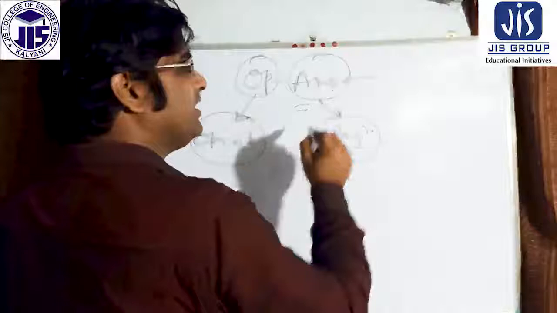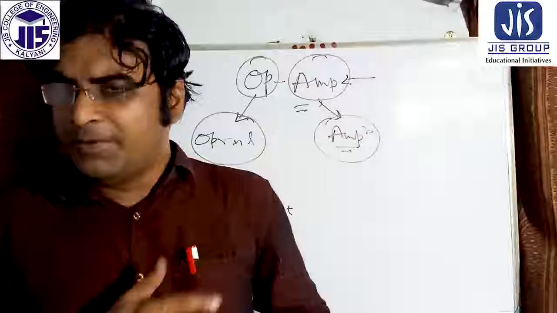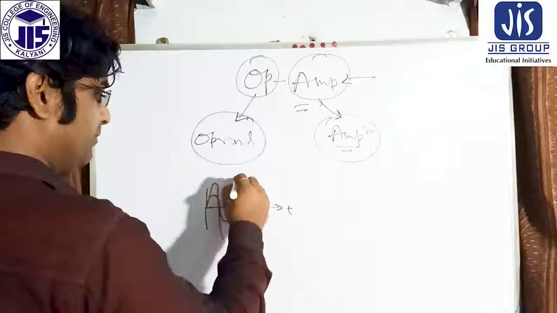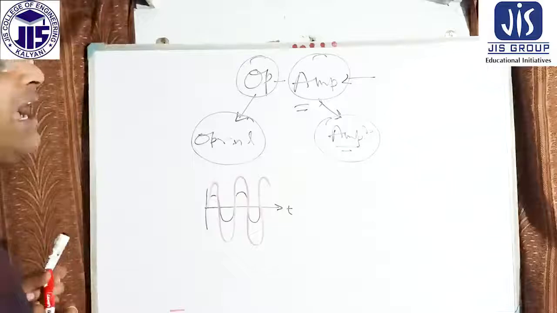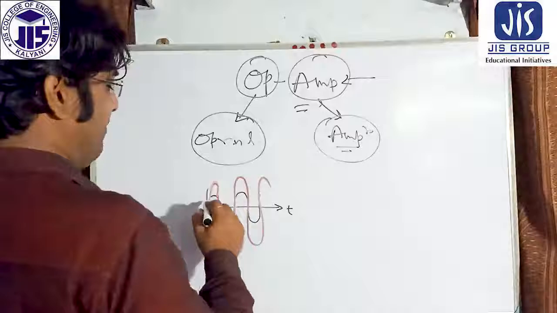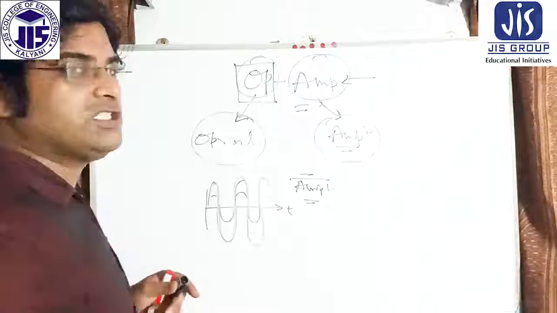Amplification means, suppose there is a signal. This is the signal and I want to amplify this signal, and after the amplification the signal becomes like that. That means it is amplified. Its amplitude becomes high. That is called the amplification of the system. Since it does amplification of the system, it is called the amplifier. So what kind of thing is the op-amp? For that reason, it is called the operational amplifier.